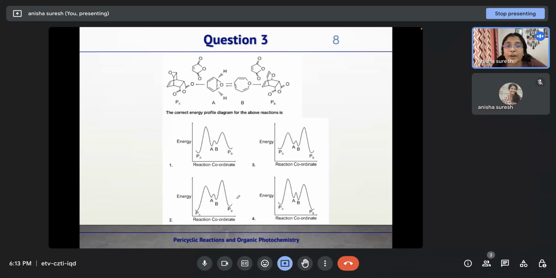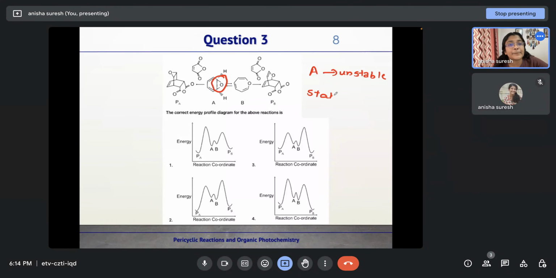So four energy diagrams have been given. Out of these, what is the correct energy profile for the above reaction? So out of B and A, which will have greater energy? A is unstable because of the presence of this epoxide, which is a little strained. So A will be unstable. If stability decreases, energy will increase.